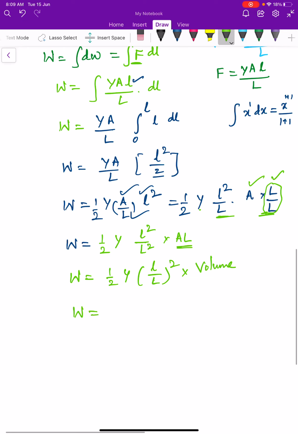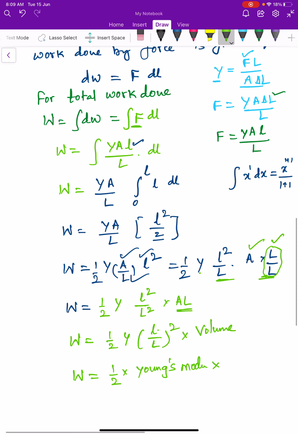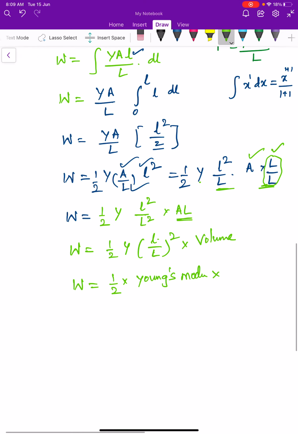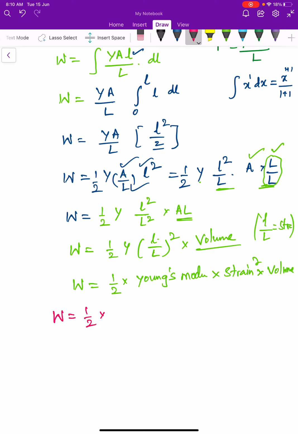Okay, so here the work done is given by half into Young's modulus. Y is nothing but Young's modulus, into here L by L. Small l is nothing but what? Small l is the increase in length. Delta L by L is nothing but strain. Small l by L is nothing but strain. So strain whole square into here, L by L is nothing but strain, into volume. So work done in this case is given by half into Young's modulus.